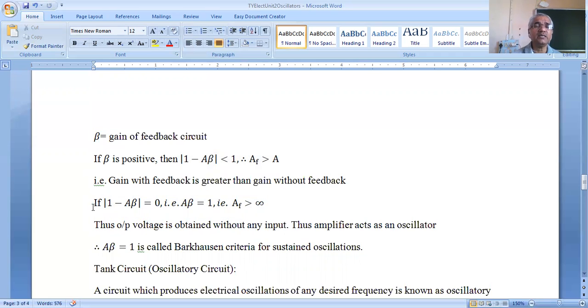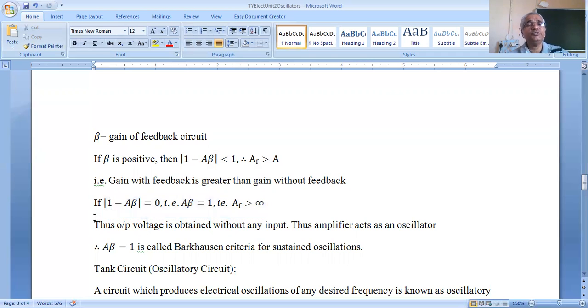आता आपण असं एक condition घ्या की if 1 minus A beta is equal to 0, समजा आपण 1 minus A beta is equal to 0 अशी condition आपण घेतली. बरोबर, 1 minus A beta is equal to 0, म्हणजे याचा काय आला, A beta is equal to 1. म्हणजे ही term केव्हा 0 होईल, जेव्हा A beta is equal to 1 होईल त्यावेळेला 0 होईल.